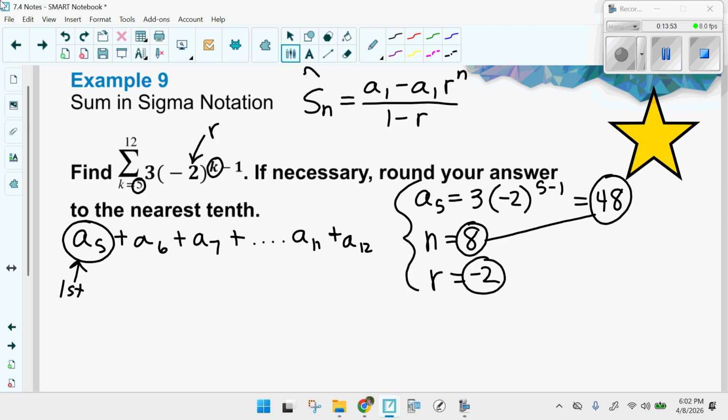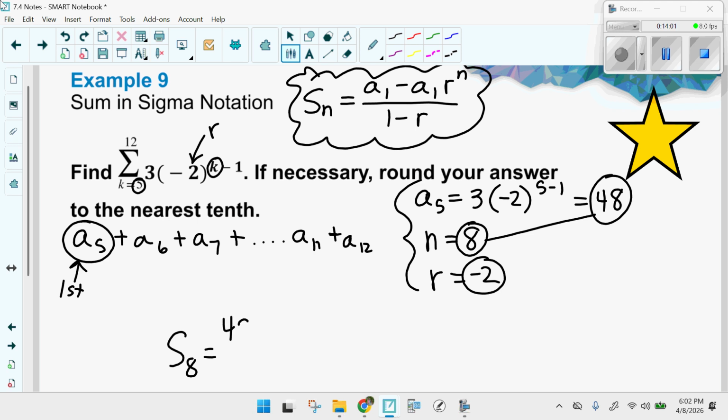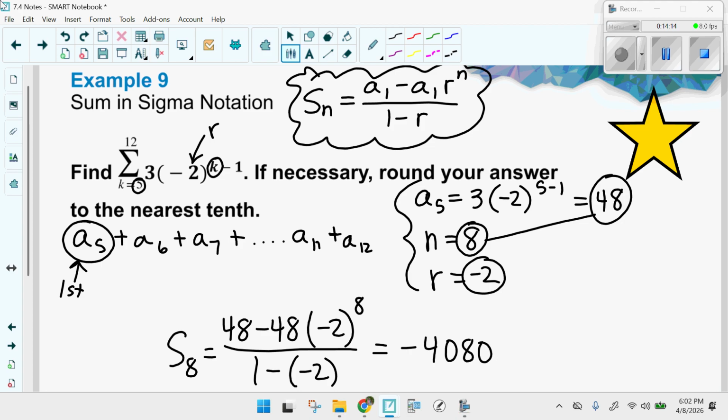With this information, I've got the 48, I've got the 8 for my total number of terms, and I've got the R of negative 2, so I can now use this sum formula. To find the sum of these 8 terms, I can take 48 minus 48 times negative 2 to the 8, all over 1 minus negative 2. Once we put that into our calculator, we get negative 4,080. So those 8 terms add up to negative 4,080. That wraps up day 2 on adding together the numbers of a sequence, which is called finding the series.